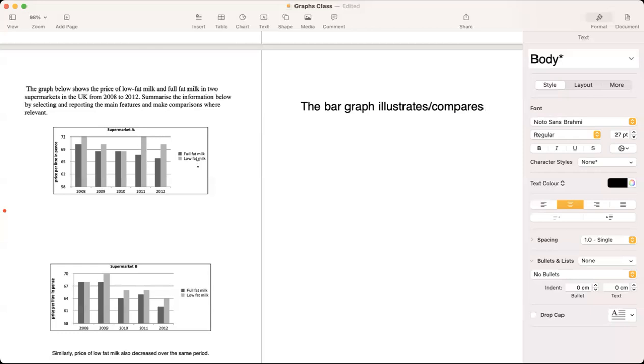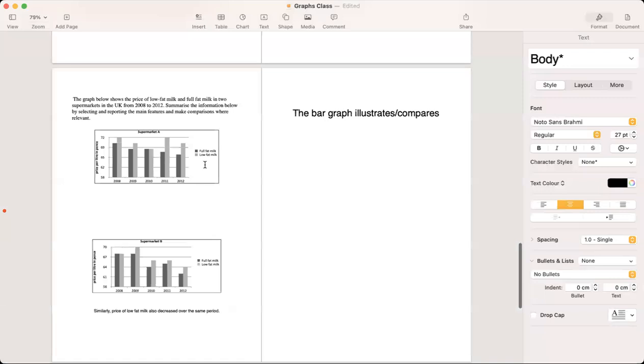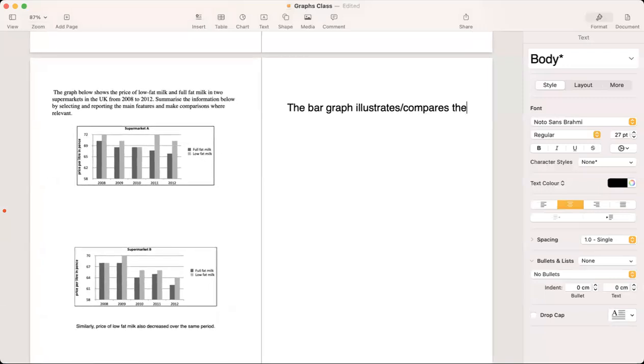They are illustrating the price of full fat and low fat milk in two countries. So it's given here, full fat milk and low fat milk. That's what I'm going to write. Illustrates the price of full fat milk and low fat milk. I told you I don't spend time on this. In supermarkets in the US and the UK.